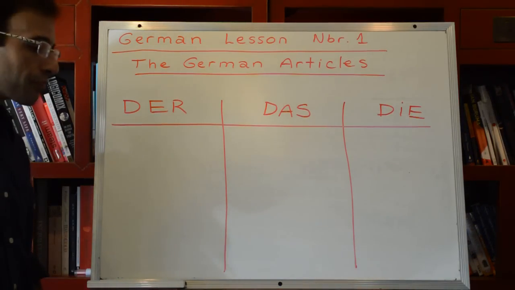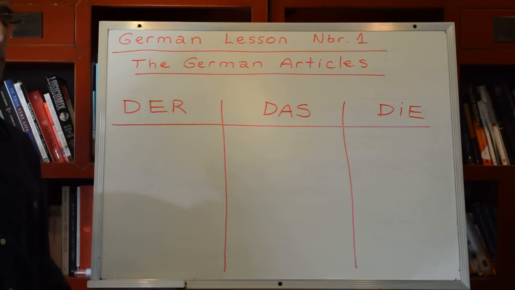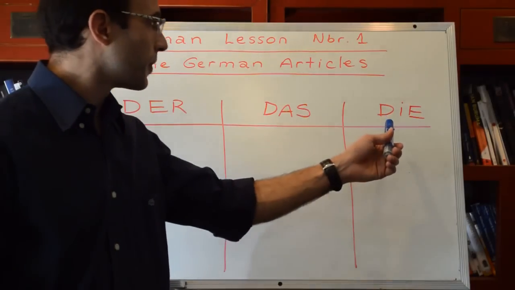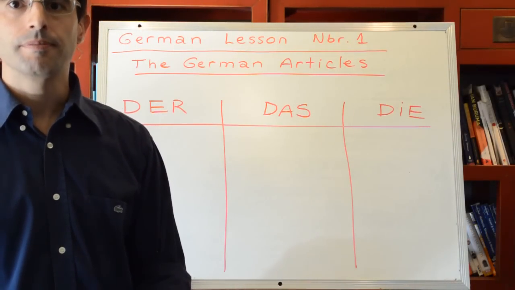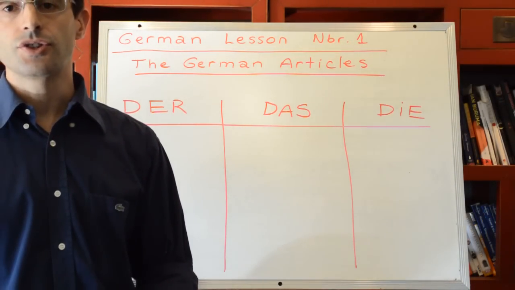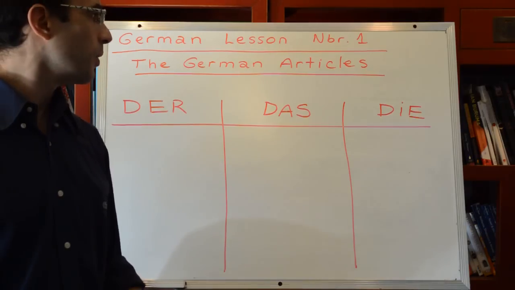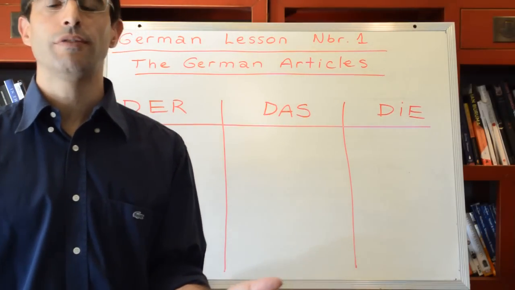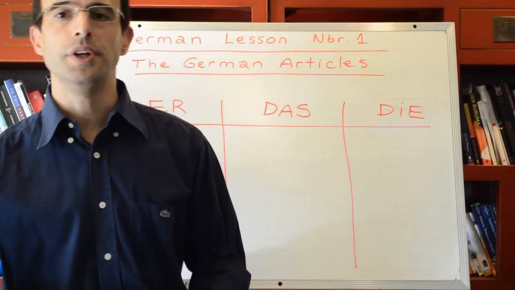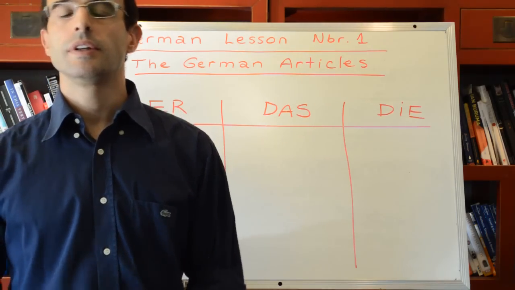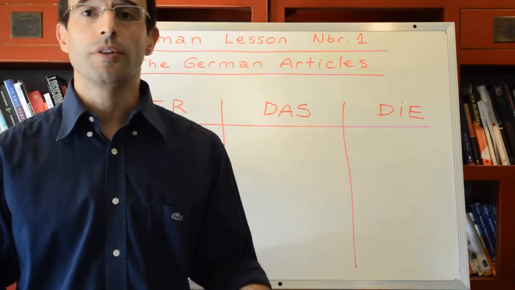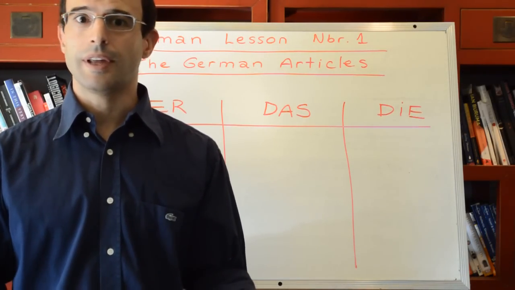Of course, the noun man would be masculine, woman would be feminine, and child, or Kind, would be das, neutral, okay? So that makes sense, that's pretty straightforward. But what about the word for tree, car, whiteboard, blackboard, sofa, okay? So there, that's not straightforward.